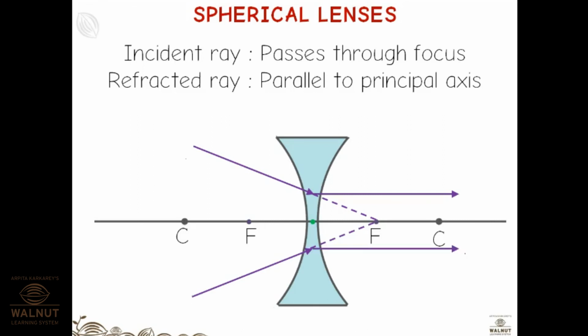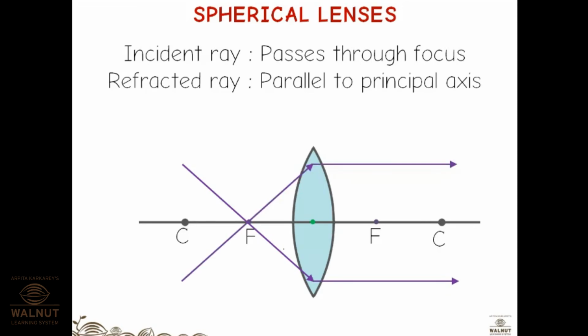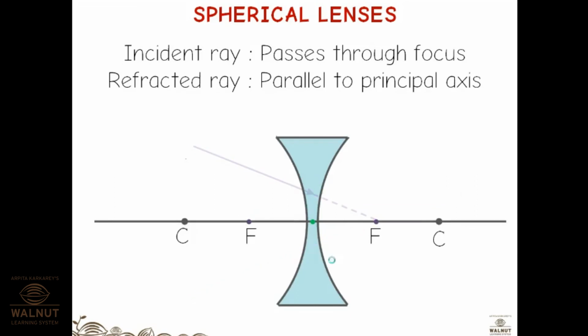Got it? And the second rule in case of convex lens: the incident ray which is passing through the focus, the refracted ray will be parallel to the principal axis. So here, if these incident rays are coming through the focus from this point, when they hit the lens, the refracted ray will be parallel to the principal axis, and the rays coming from this side will also be parallel to the principal axis. Everyone got this? So we'll remember the rules one more time.